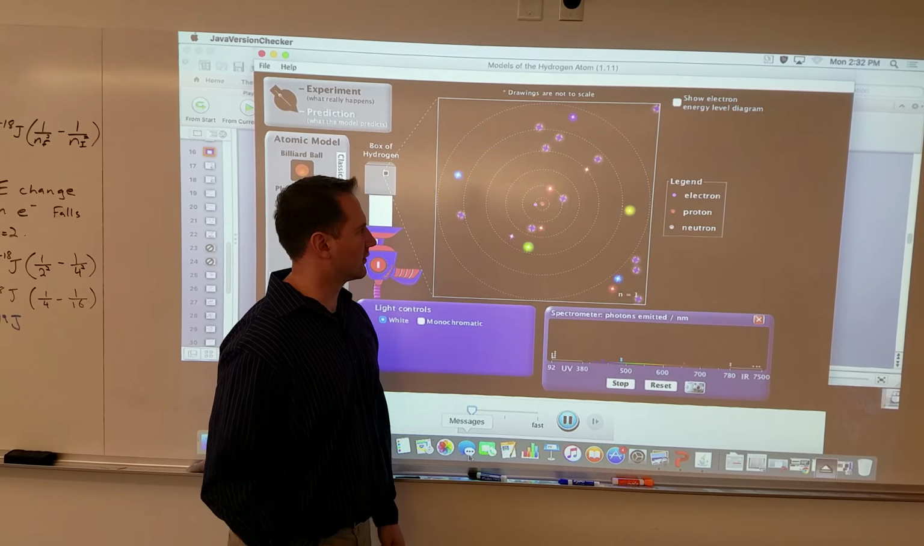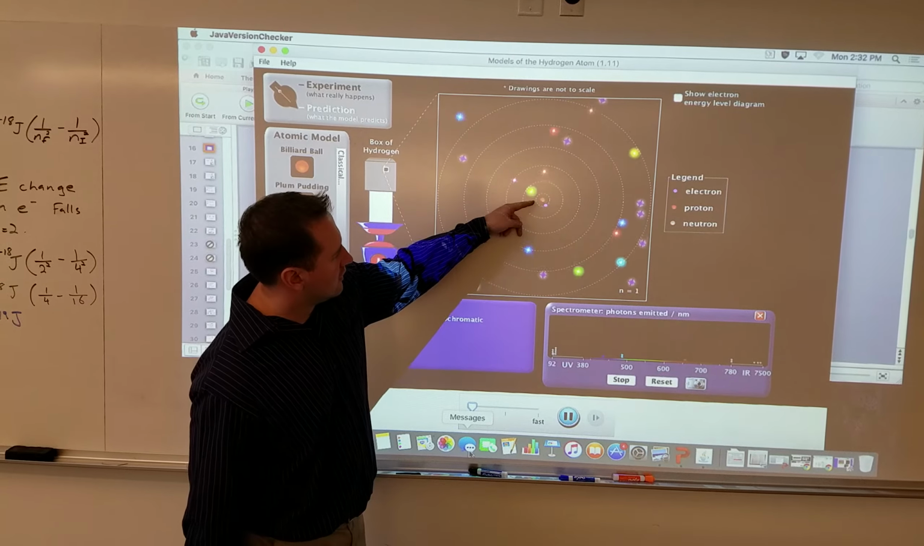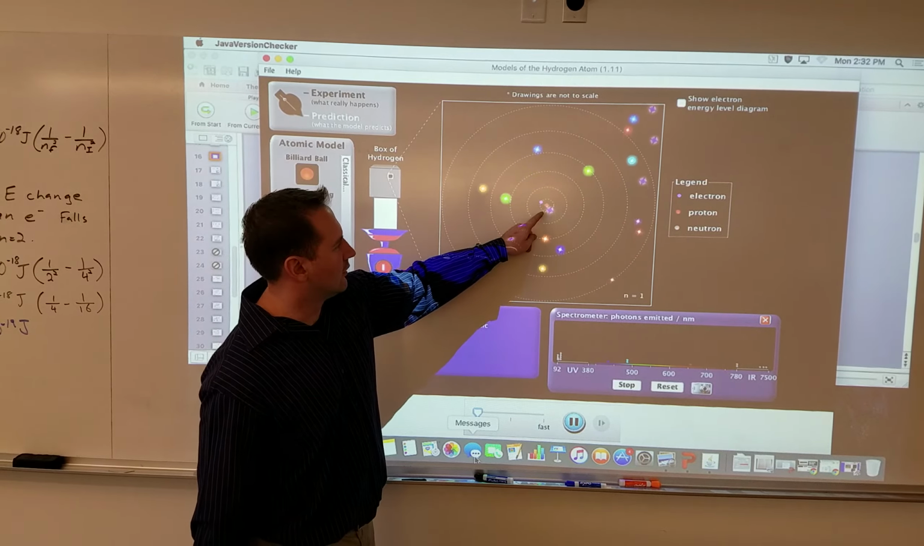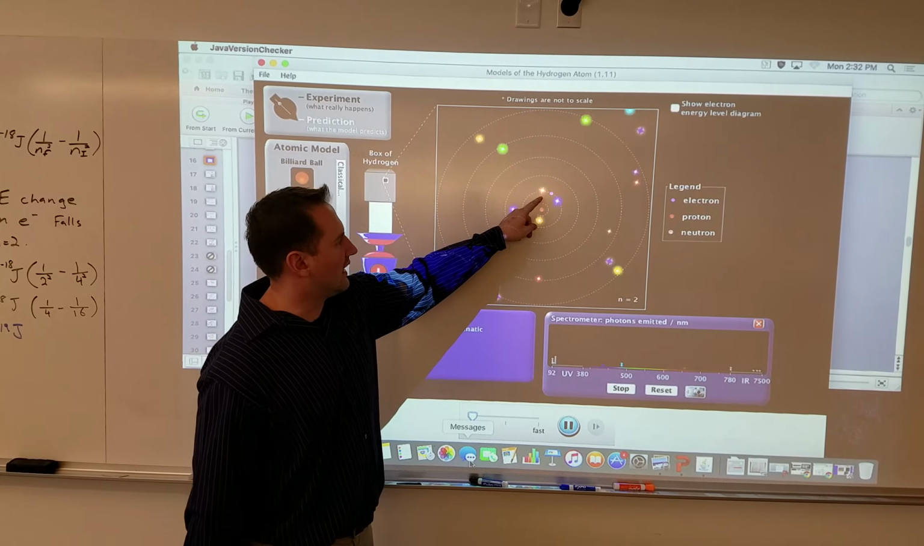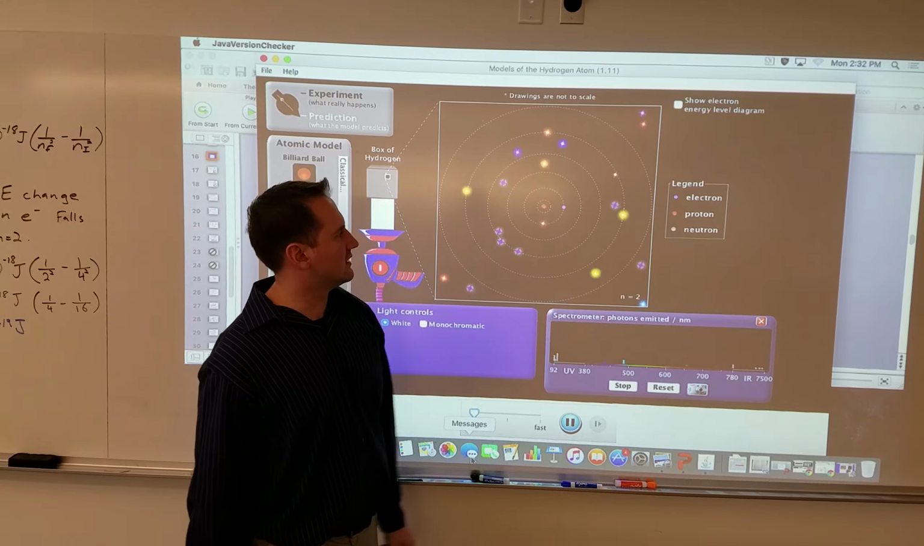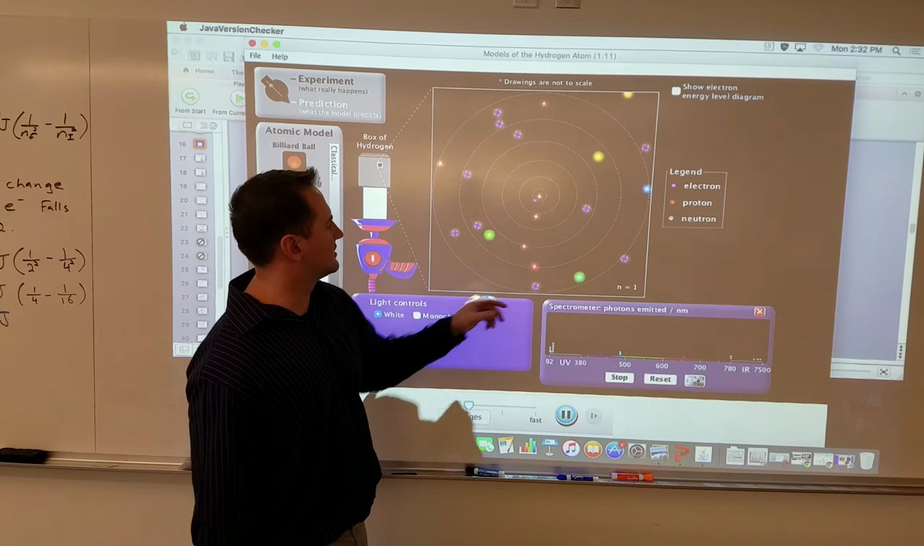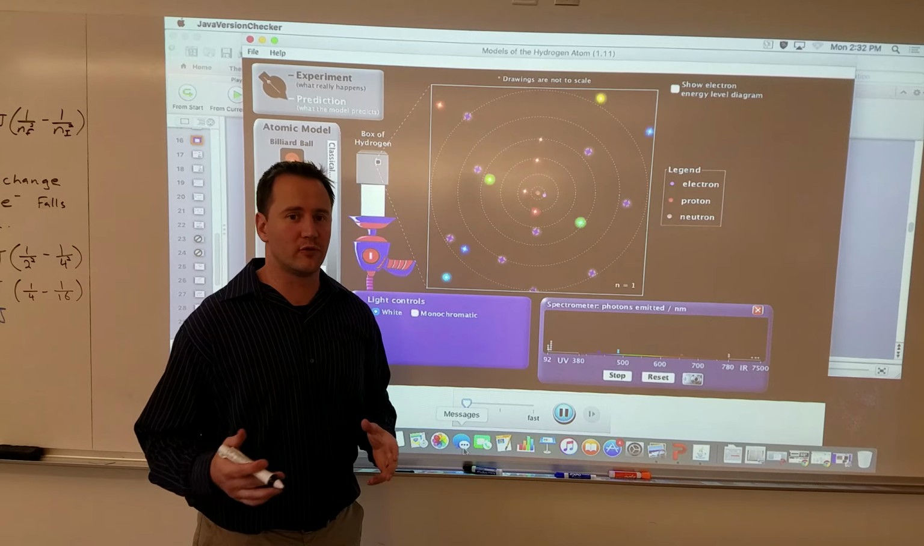You can just keep following. Now it's at its ground state. When it gets struck, this is probably going to do it. I think it's going to do it. Yes, it absorbed that energy and jumped up to an excited state. Then as it falls back down, it doesn't necessarily have to be to the ground state. It releases that energy in the form of a photon.